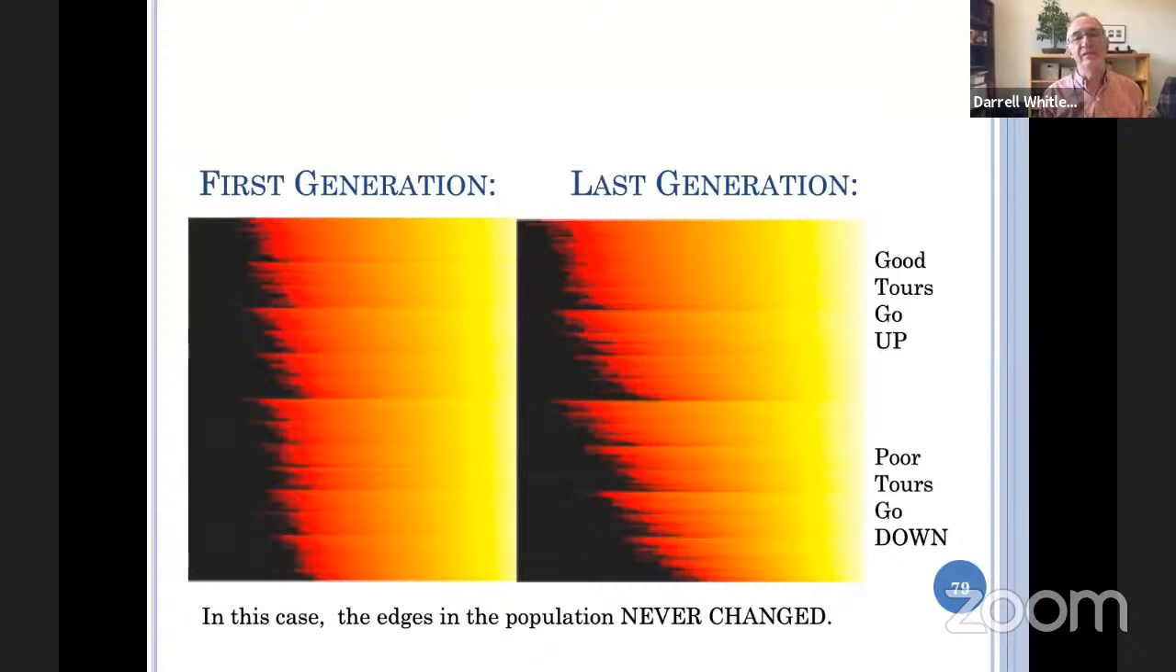Here's looking at the same thing in a different way. This is after the first generation. These striations are due to the hypercube connectivity in the recombination strategy. When you converge to the global optimum, you can see the black edges are sinking in the population and the color edges are rising in the population, which is what we want to have happen here.